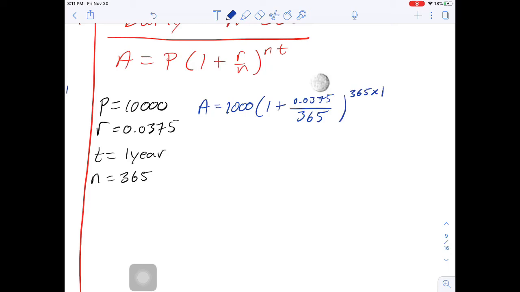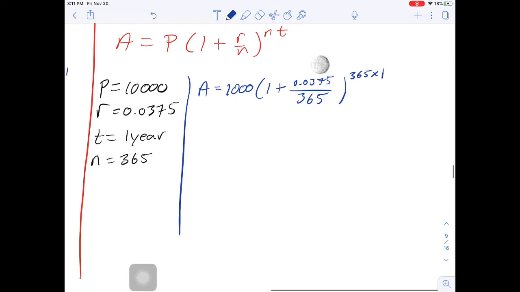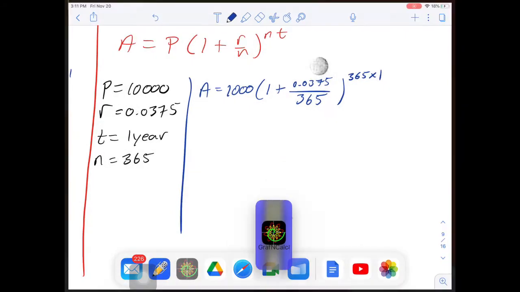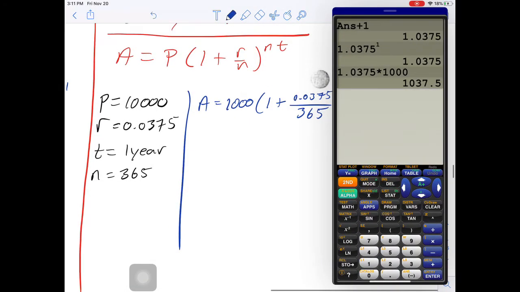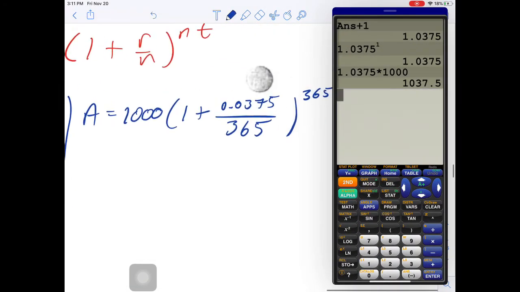year. So now, this is a little bit more difficult to solve. We're definitely going to use our calculator on this one. So let's zoom in here.